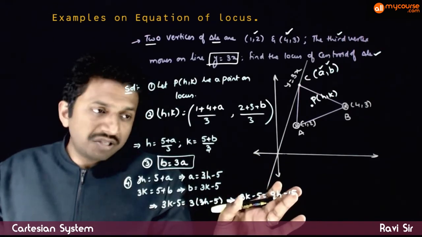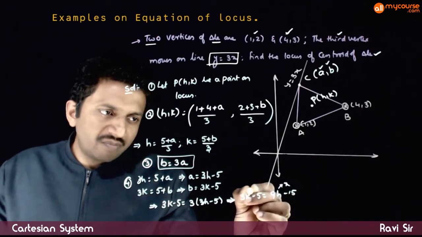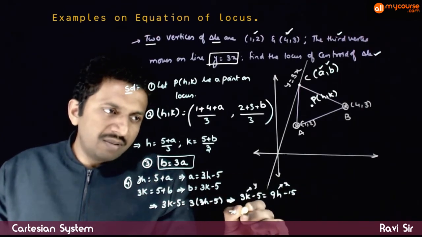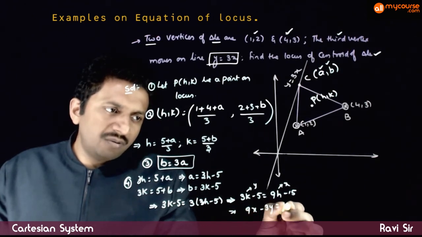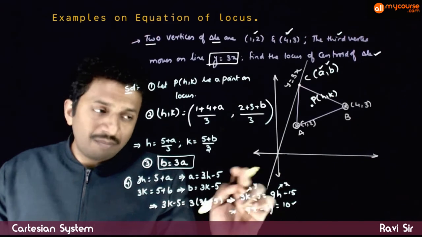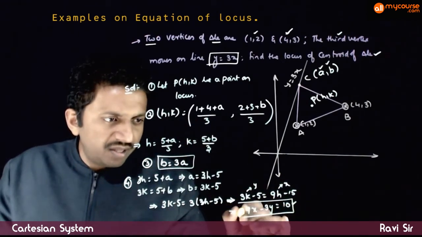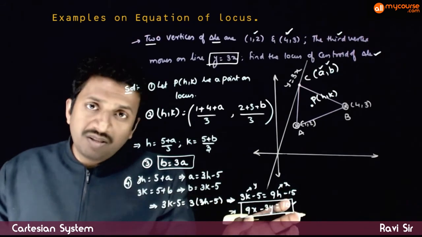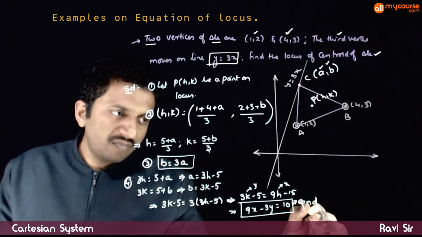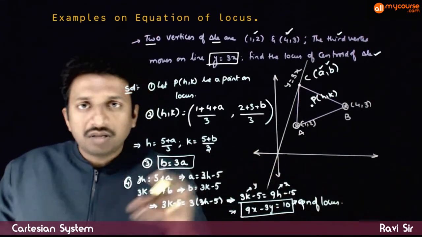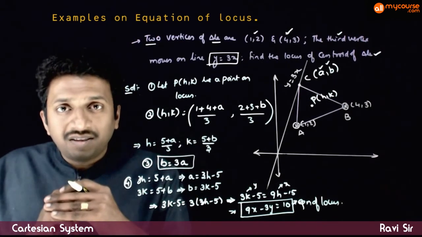Once you have the equation in terms of h and k, just replace h with x and k with y. This implies 9x minus 3y is equal to 10. So this will be the required equation of locus. I hope you understand the steps that are involved in finding the locus.